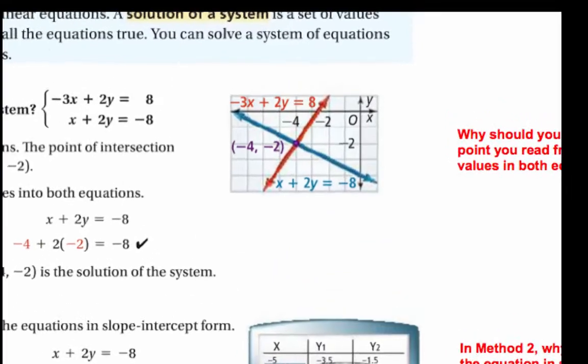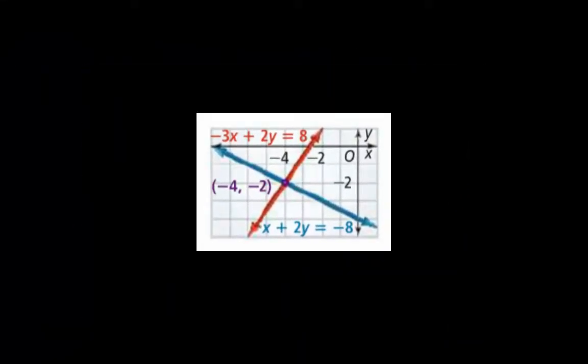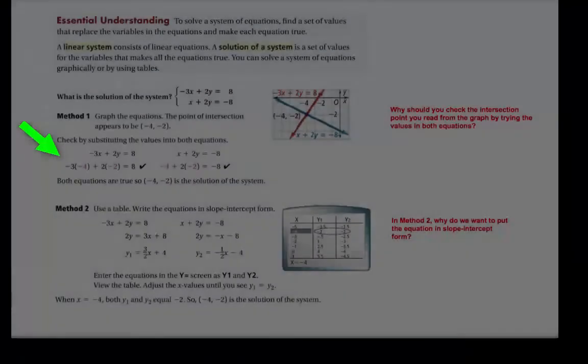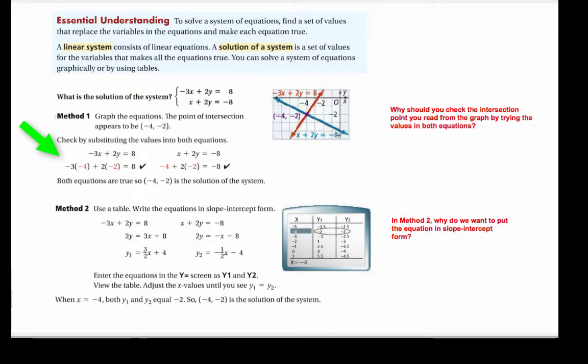And you can see here to the right, our red line is the graph of -3x + 2y = 8, and the blue line is the graph of x + 2y = -8. The point of intersection appears to be (-4, -2), but we can check by substituting the values into both equations. So if we plug -4 in for x and -2 in for y into both of our equations, we find that both equations are true, so (-4, -2) is the solution of the system.